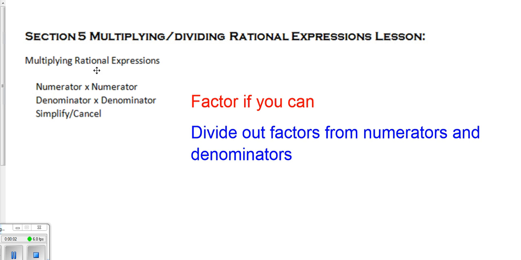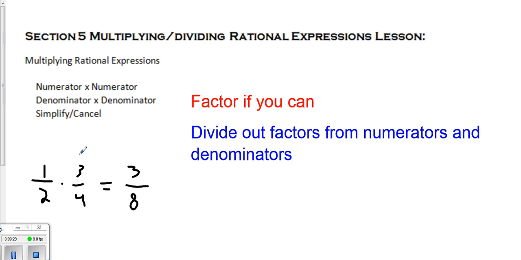All right, section 5, multiplying and dividing rational expressions. Multiplying and dividing rational expressions is going to be a lot like multiplying and dividing fractions. So if we have something like 1/2 times 3/4, when you multiply, you just multiply straight across. So 1 times 3 makes 3, 2 times 4 makes 8. We're going to be doing the same thing here.